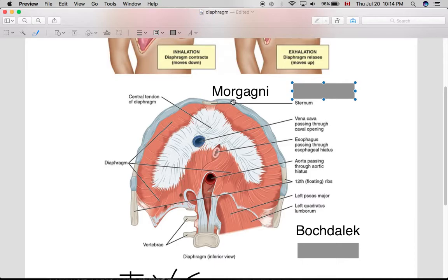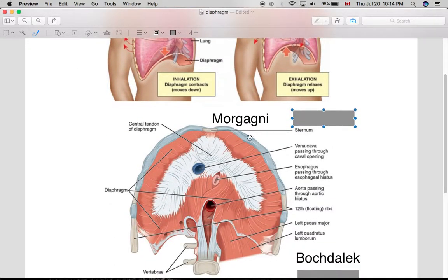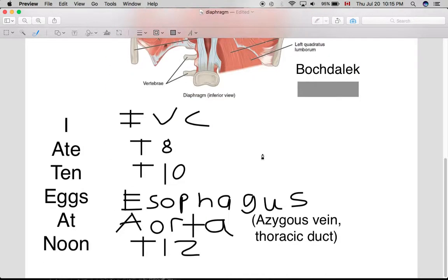Now, besides herniation, there's another event that could occur called eventration, in which there is no actual hole in the diaphragm, as in herniation, but in eventration, there's actually a weakness in the diaphragm in which the intestine can go through. So that is the function and the anatomy of the diaphragm, and this helpful mnemonic, I ate 10 eggs at noon, to help us remember the structures that pass through the diaphragm and where they occur.